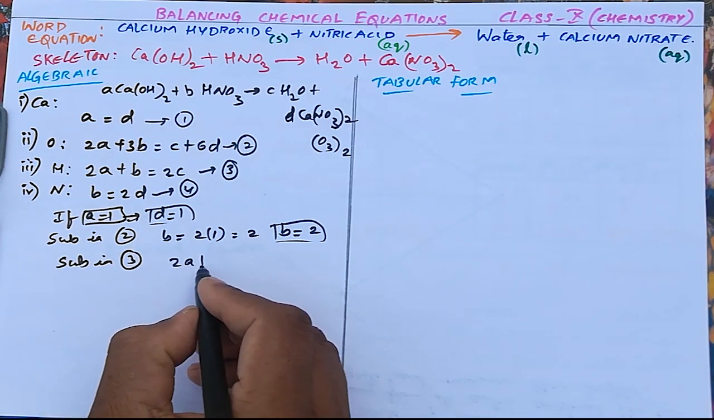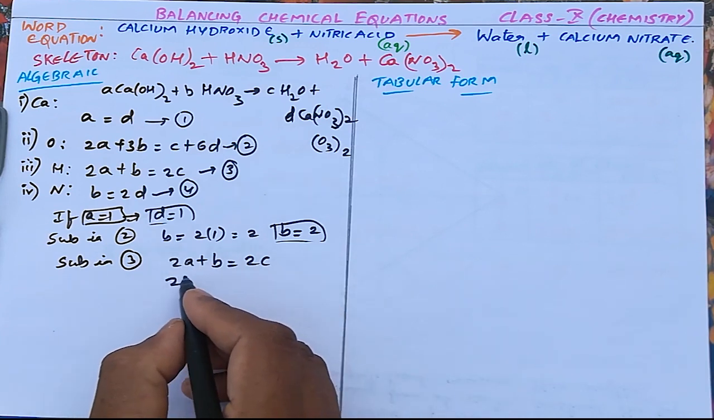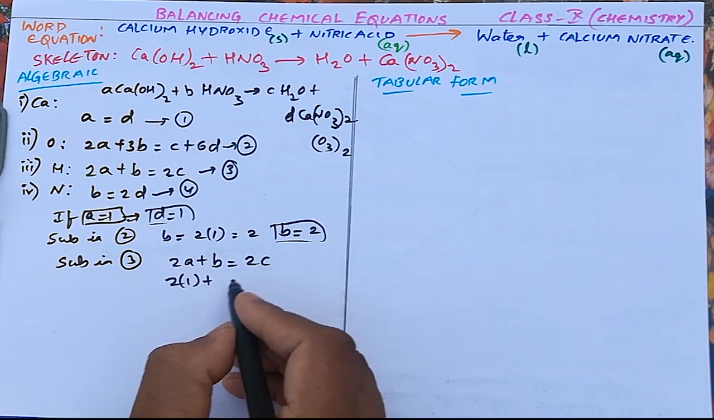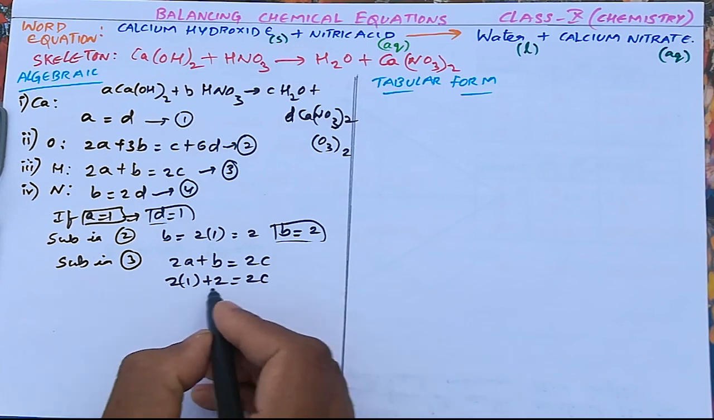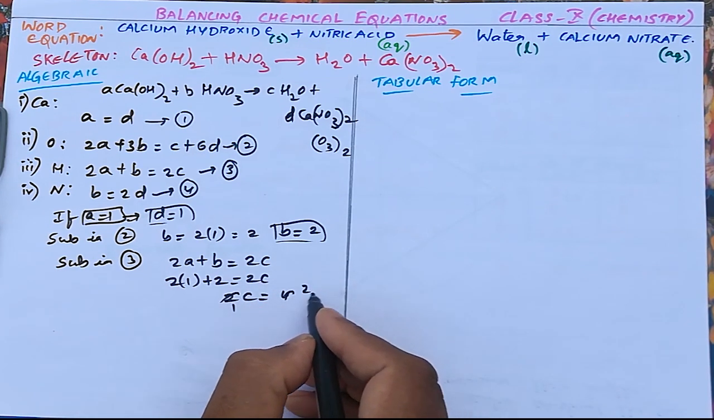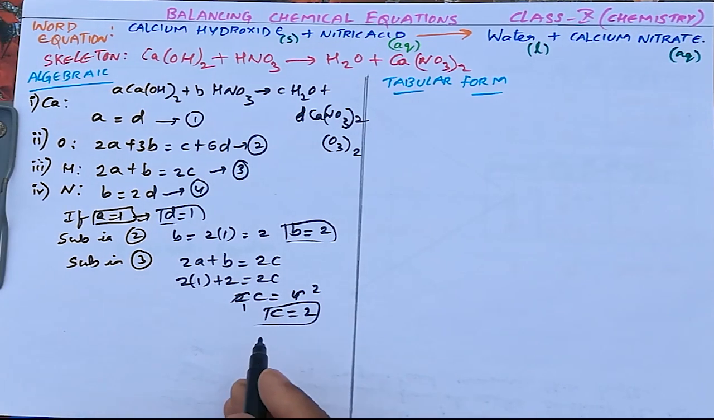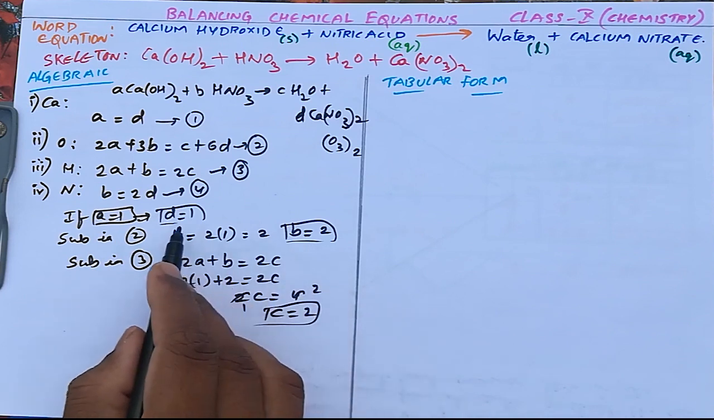2A plus B equal to 2C. In this one we'll substitute. So 2 into A value is 1, 2 into 1, 2 plus B value is 2, that equal to 2C. 2 plus 2 gives 4. So 2C equal to 4, 2 1s, 2 2s. We get C equal to 2. So C equal to 2 we got, A equal to 1, B equal to 2 and D equal to 1.